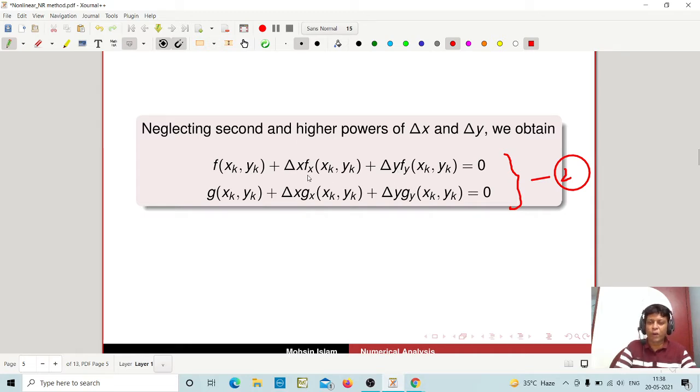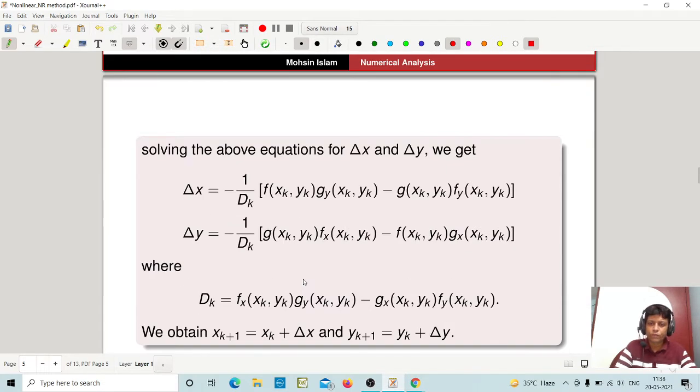So fx is the partial derivative with respect to x, fy is the partial derivative with respect to y. And similarly for g also, gx and gy are the partial derivatives with respect to x and y respectively. So this Taylor series, neglecting higher powers, reduces to equation 2.